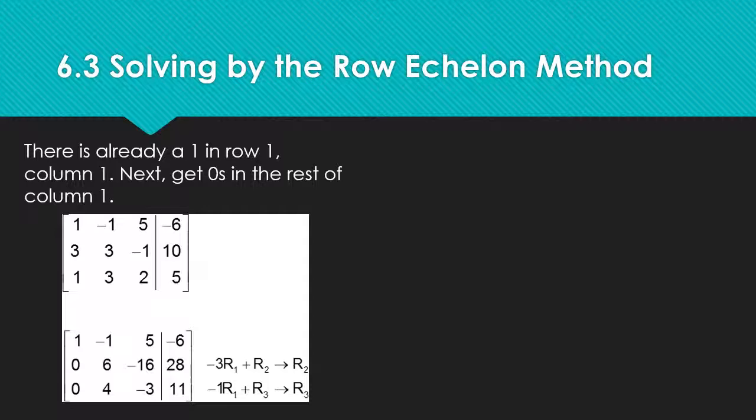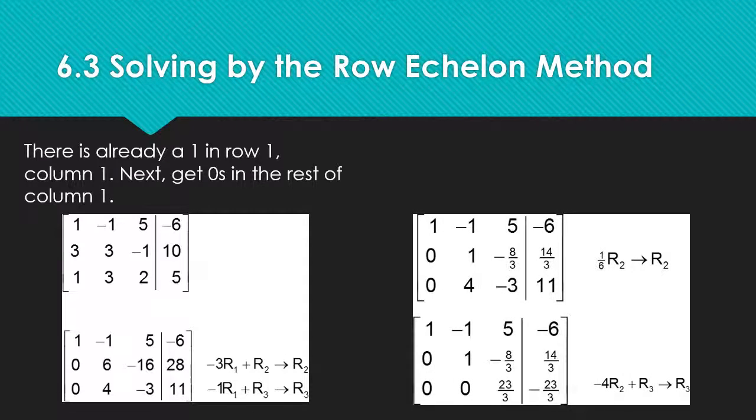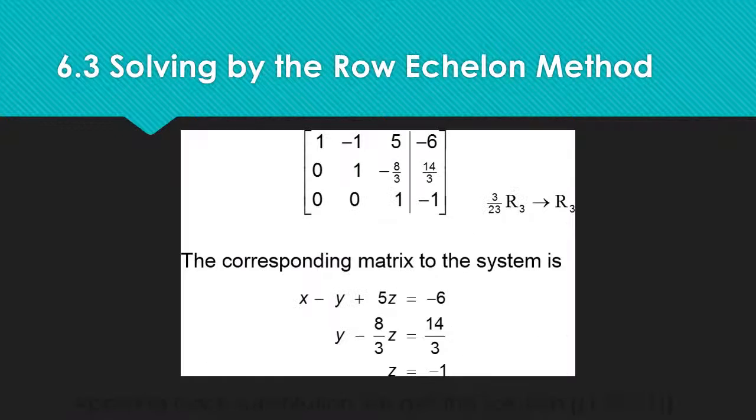Okay, the next thing we're going to need to do is change the 6 in the second row, second column into a 1. So we'll do that by multiplying by 1/6, as you see here. And then we're going to need to make the 4 below it a 0. So we're going to multiply row 2 by -4 and add it to row 3. And the last thing we have left to do now is to change the 23/3 into 1. So we'll multiply, and there we have it.